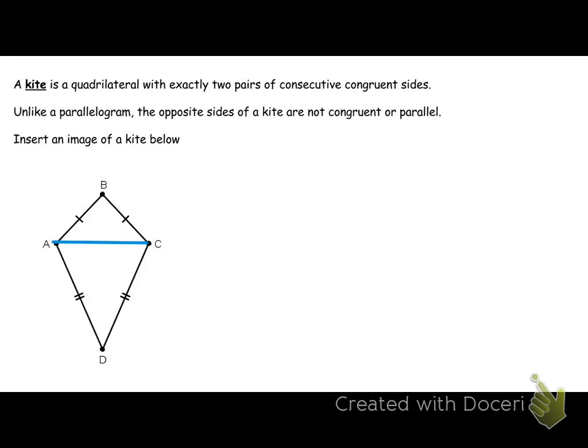But if we drew the diagonal in the other direction, it does divide it into 2 triangles, but are those 2 triangles congruent? No. No, you're right.